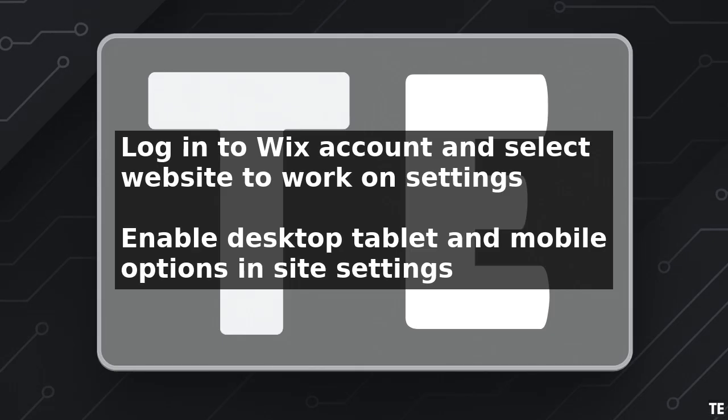Next, click on the desktop option and adjust the layout to fit your needs. You can add or remove sections, move elements around, and adjust the spacing. Make sure to click on the Save button after making any changes.